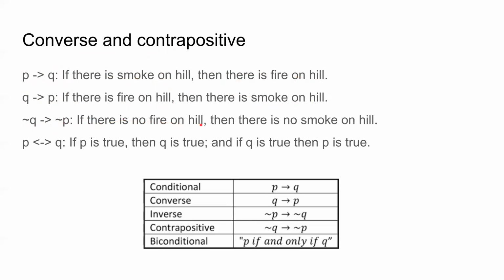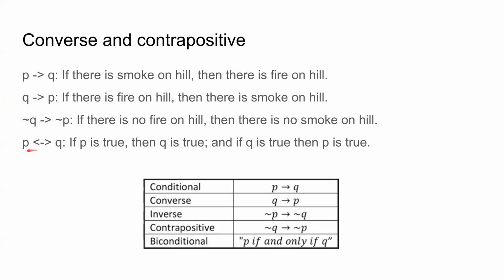If there is no fire on hill, then there is no smoke on hill. Please note that this is a very important point. The first and third statement are equivalent. That means whenever P implies Q, this vyapti holds, then this vyapti will always hold every time. So this is like Anvaya vyapti and this is like Vyatireka vyapti. Whenever this is true, this has to be true. Both first and third statements are equivalent.